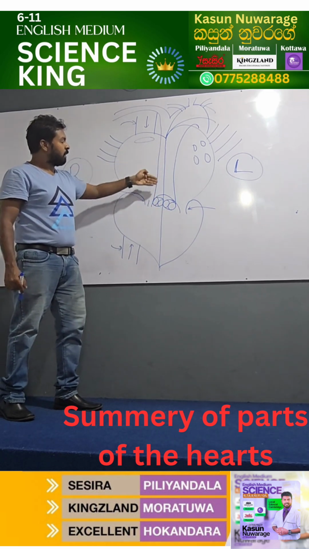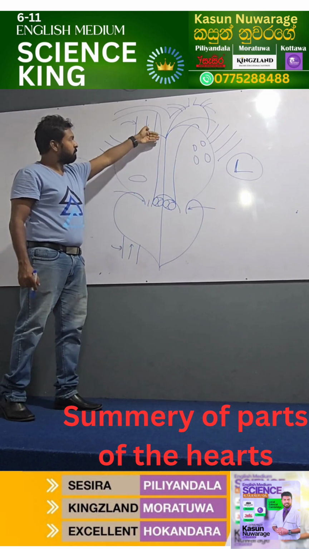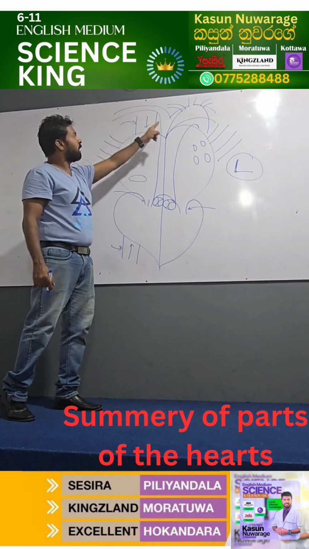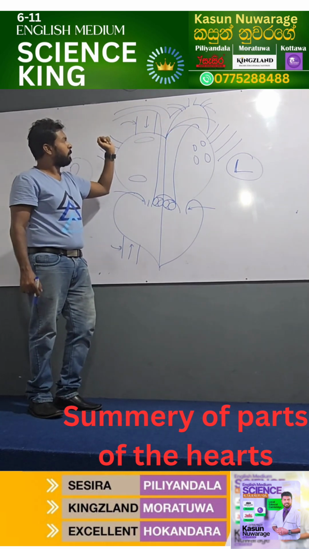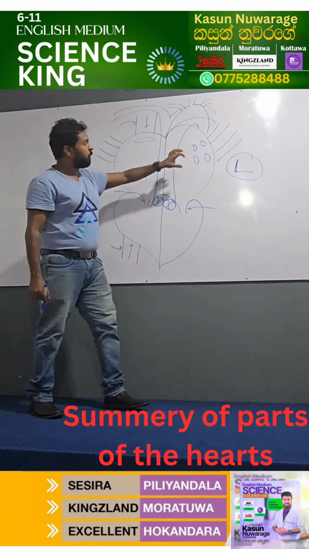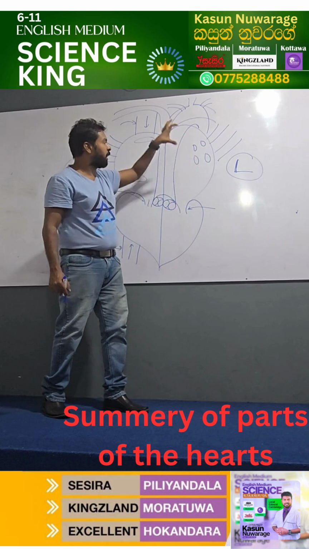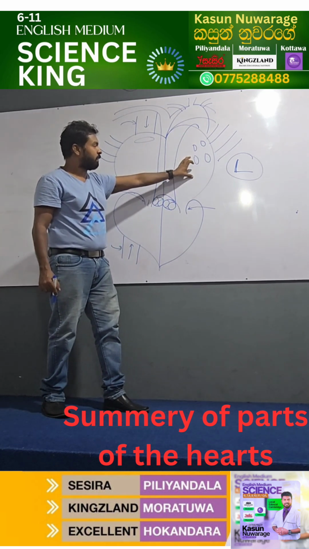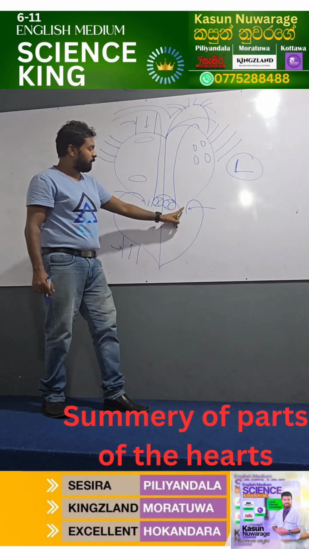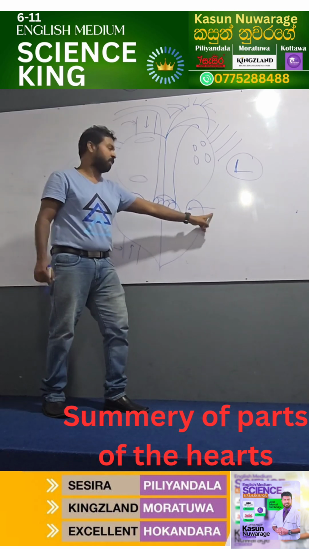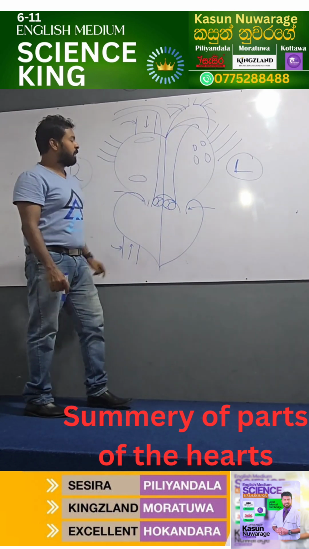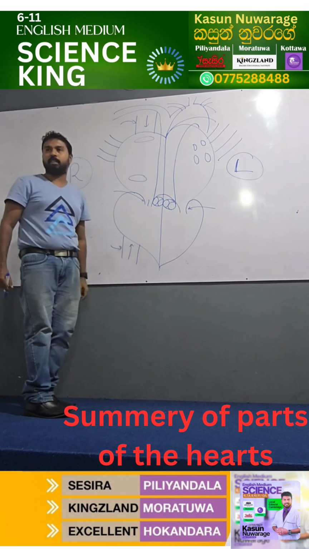Then this is the pulmonary artery. There are 2 separations: right pulmonary artery and left pulmonary artery. They are going to the lungs. From the lungs, there are 4 pulmonary veins which are coming to our left atrium. Then here you can see the bicuspid valve. There is another term, mitral valve. And this is the aorta. These are the major parts of our heart.